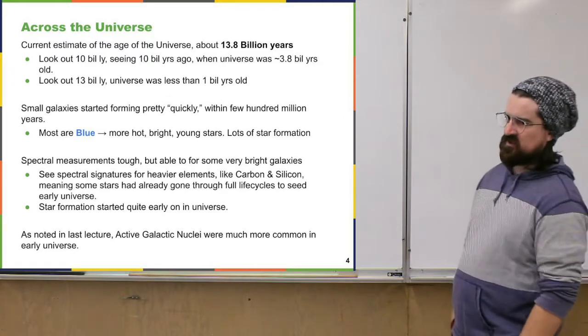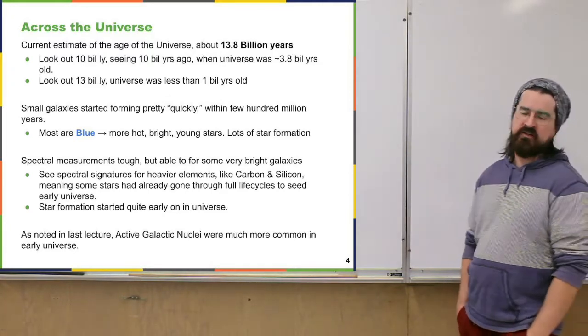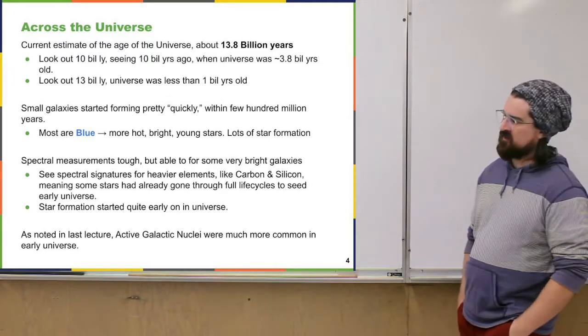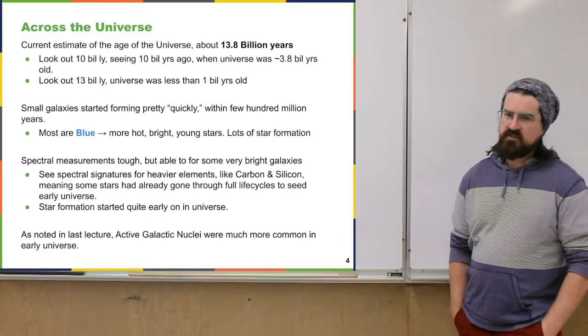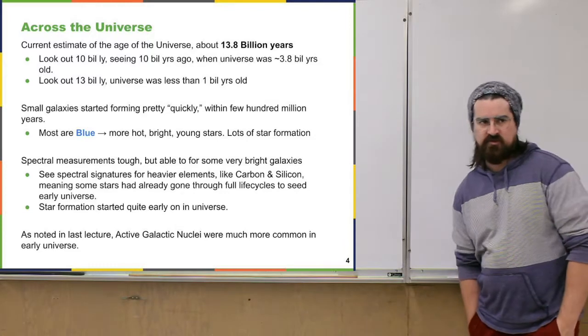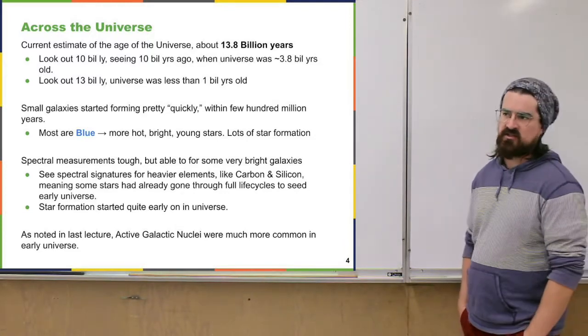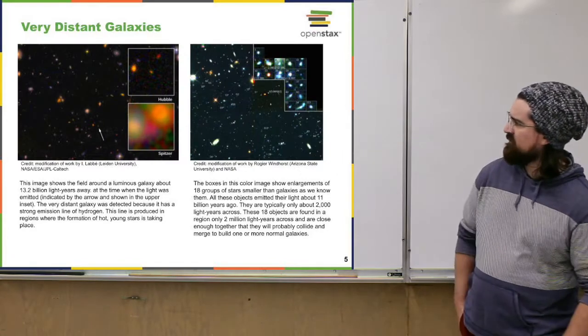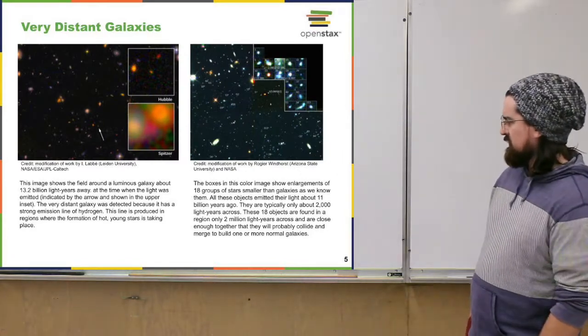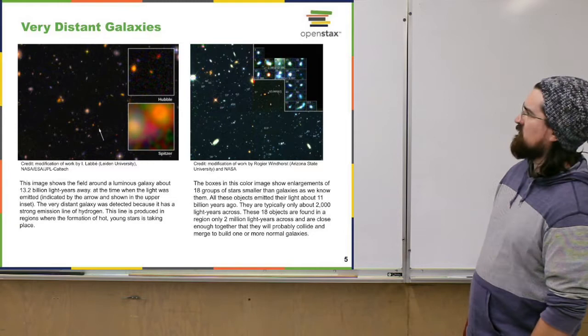And some of the things that help us look very, very far away are what I told you about last time, active galactic nuclei. It's like quasars that are incredibly bright, so give off enough light where we can actually see them decently well. So here we have some images of galaxies that are very far away.